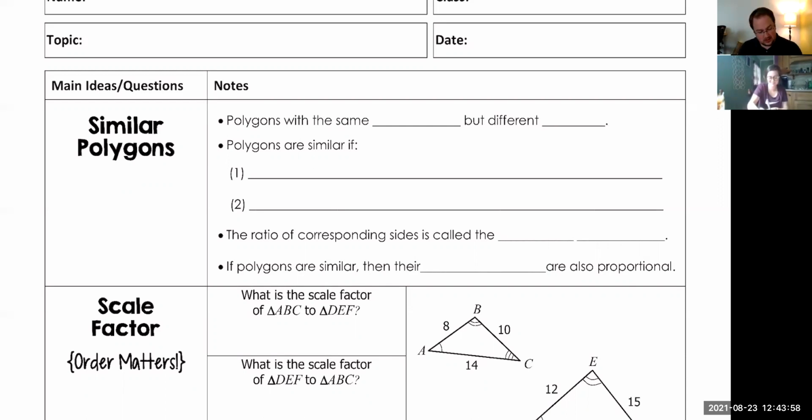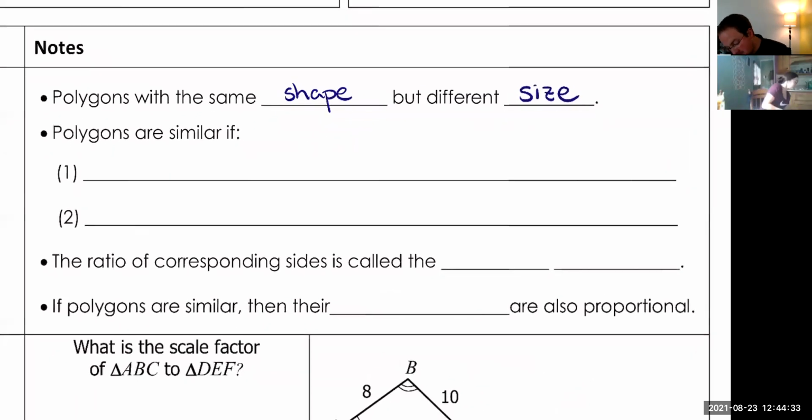So instead of focusing so much on are they essentially the exact same triangle, we're going to be looking at similar triangles. So they still have some things in common, but they're not exactly the same. In order to be considered a similar polygon or similar triangle or any shape for that matter, they are considered polygons with the same shape, but different size. Same shape, but different size.